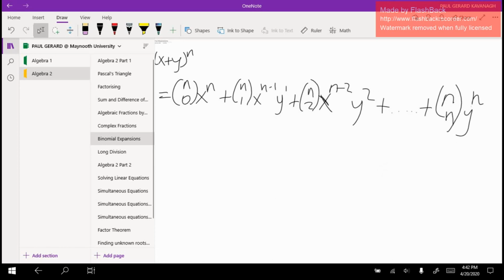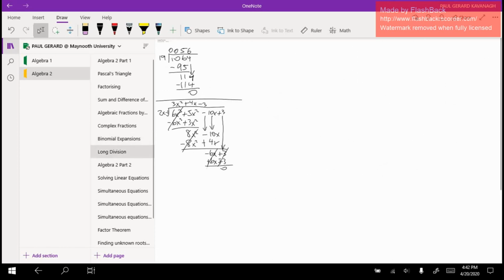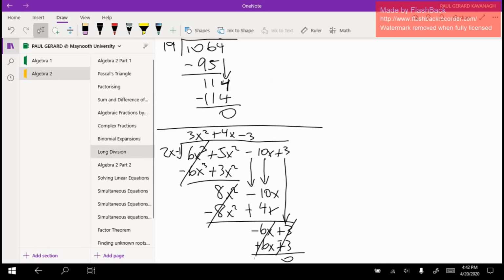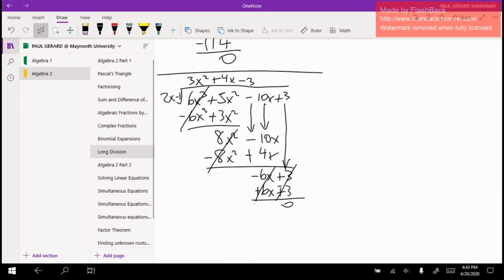We looked at long division. You take a polynomial and you have that dividing by a binomial, and you go through your division. You multiply them out and you take them away and all that, and you should get zero at the end. If you don't, it's wrong.